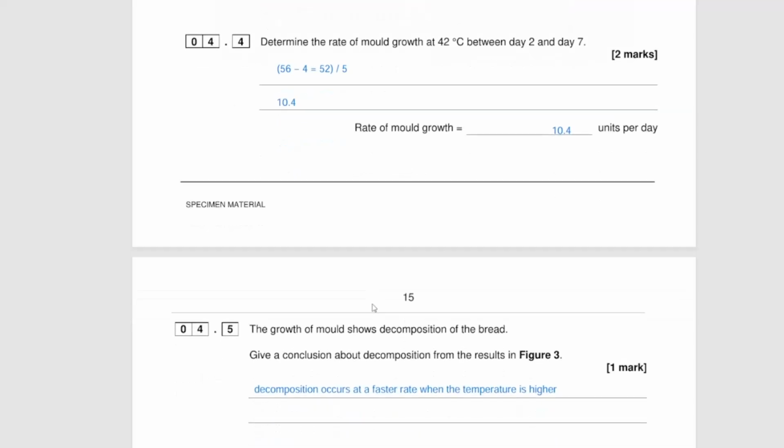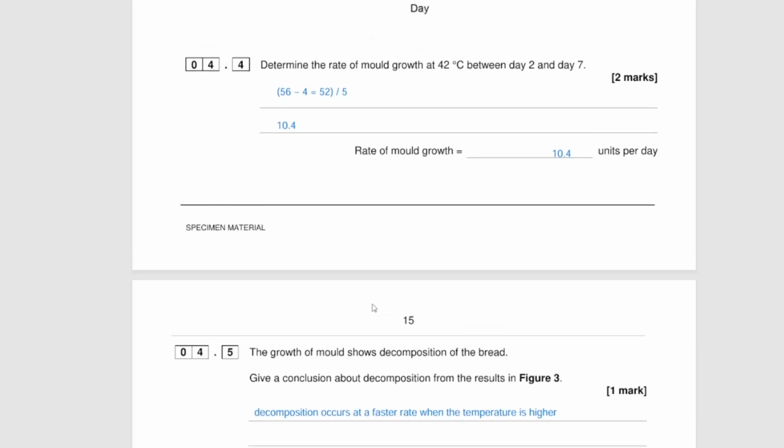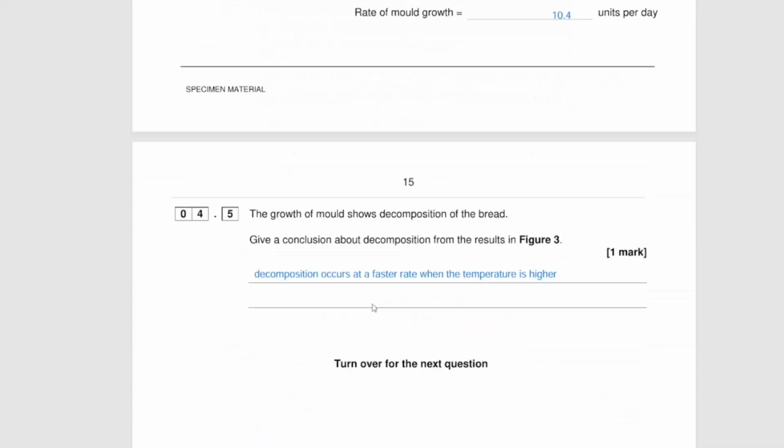Mold growth shows decomposition of the bread. Give a conclusion about decomposition from the results in figure 3, and that is that decomposition occurs at a faster rate when temperature is higher.